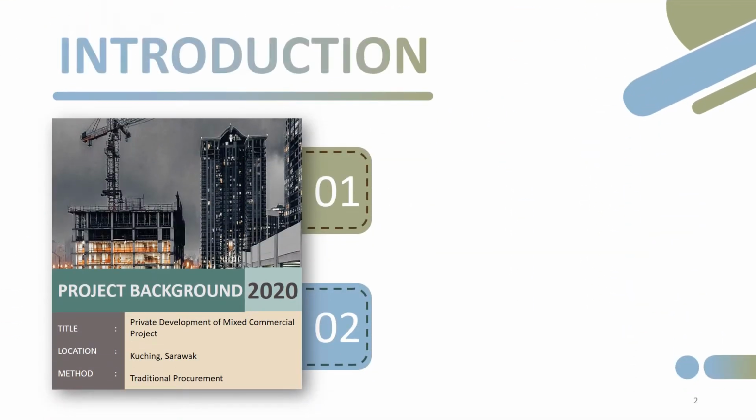For your info, the project background is a private development of mixed commercial project which is located at Kuching, Sarawak. The selected procurement method for this project is the traditional procurement method. In this video, the standard operating procedure (SOP) for main scenario and special scenario will be discussed.